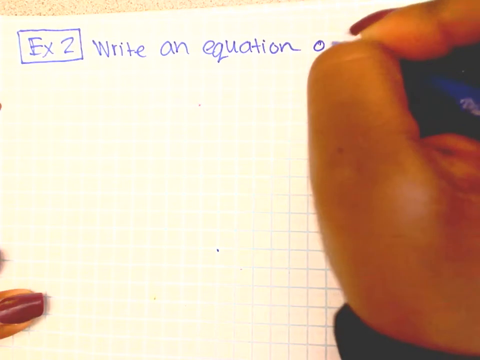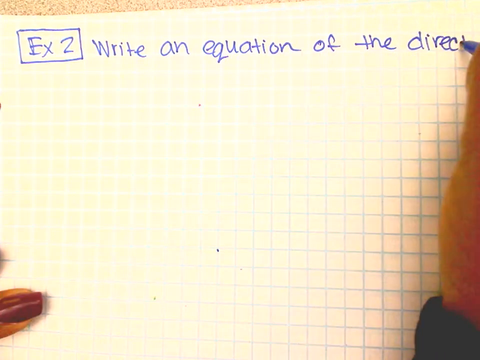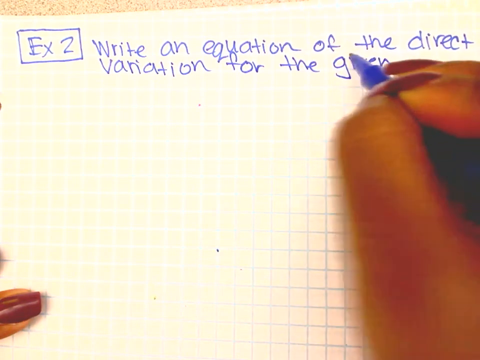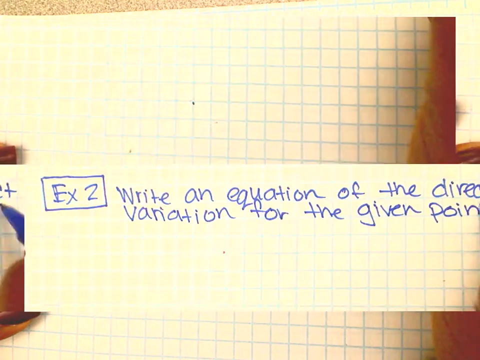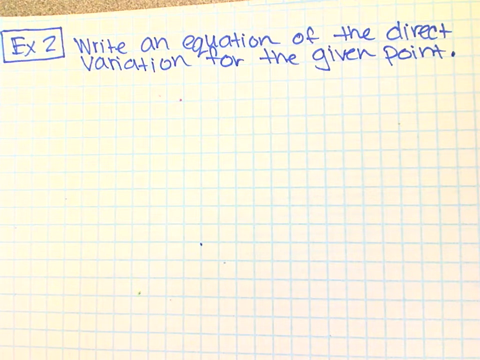The directions say to write an equation of the direct variation for the given point. Write an equation of the direct variation for the given point.